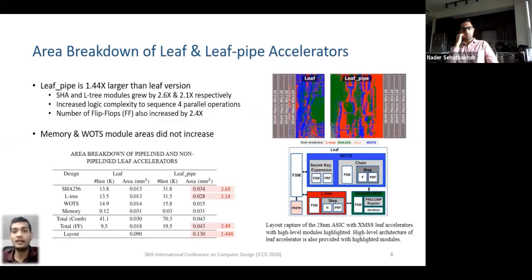The leaf pipe accelerator is approximately 1.4 times larger than the leaf accelerator. While the area of the SHA and L3 modules in the leaf pipe accelerator increased by 2x, the area of memory and watts modules did not change.